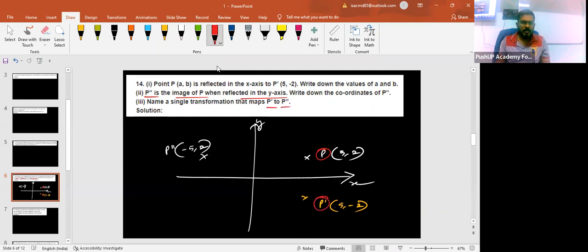Here is your P dash. Here is your P double dash. Obviously, if it has to go to the diagonally opposite quadrant, then it has to get reflected in the origin. Very good. So you just need to write reflection through origin. That is enough. Okay. Got it? Sachin, did you get it?